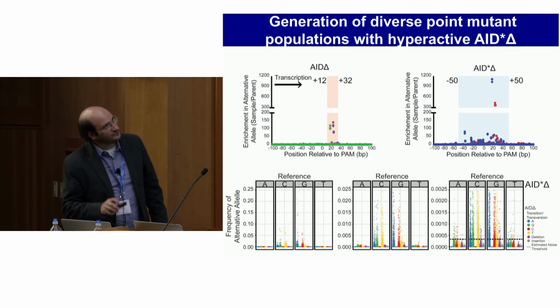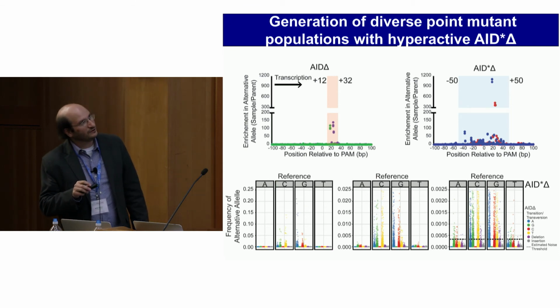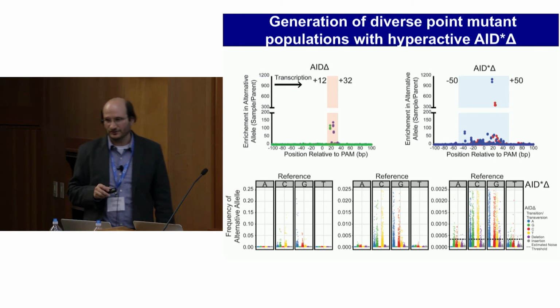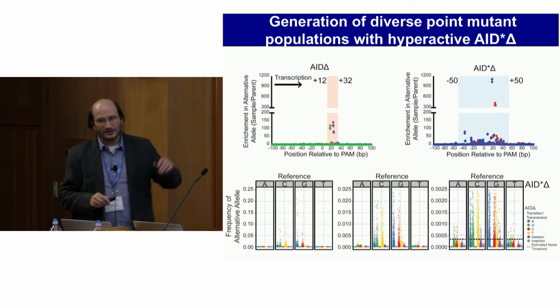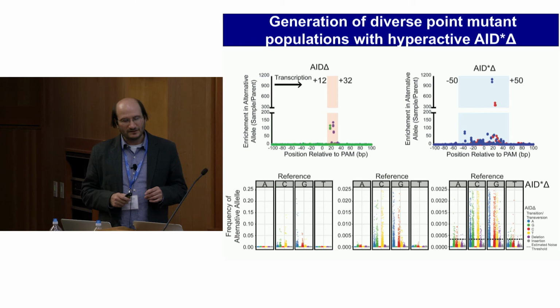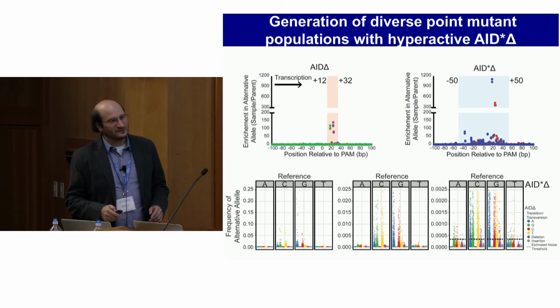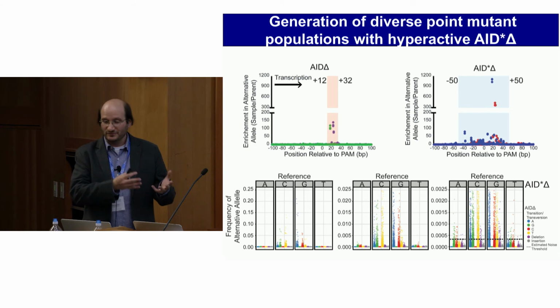In our case, what we're doing is creating a window of actually reasonably diverse point mutants with the improved version, about 100 base pair window of the guide RNA. And in fact, we get C to basically everything, G to basically everything, and even some measurable levels of A's and T's being converted. So you can generate a quite diverse library of point mutants exactly where you put the guide RNA.